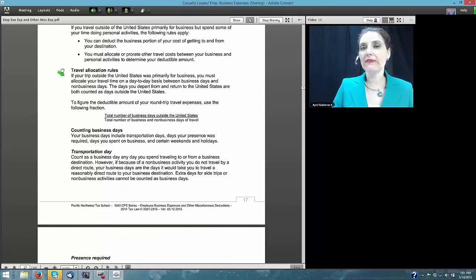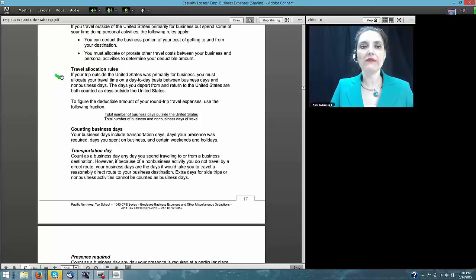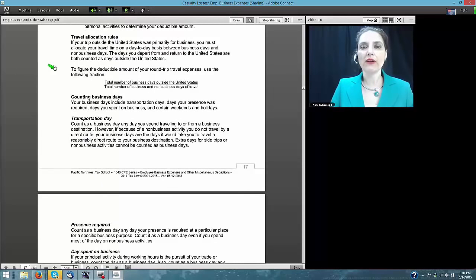And they are called travel allocation rules. If your trip outside the United States was primarily for business, you must allocate your travel time on a day-to-day basis between business days and non-business days. The days you depart from and return to the United States are both counted as days outside of the United States. To figure the deduction amount for your round-trip travel expense, use the following fraction.